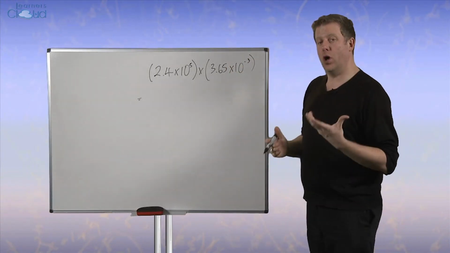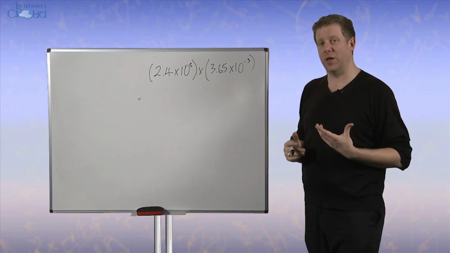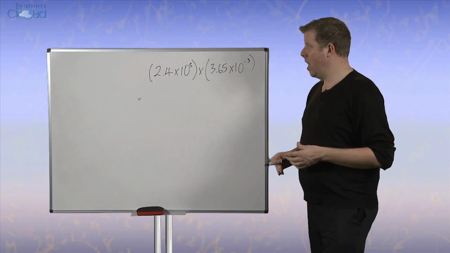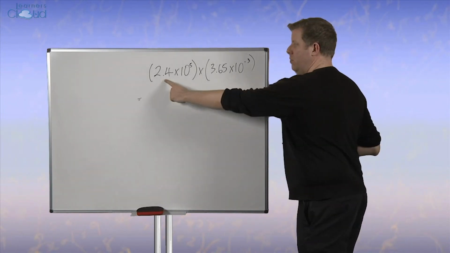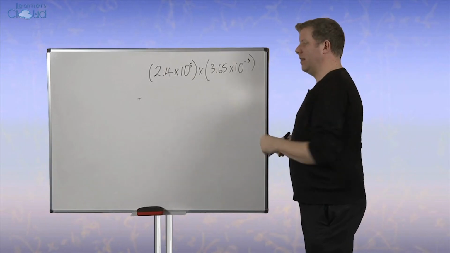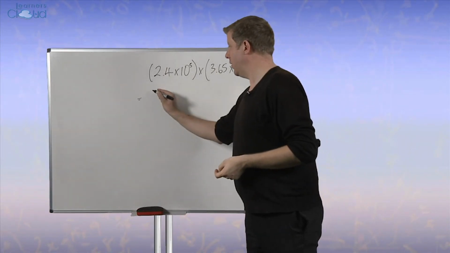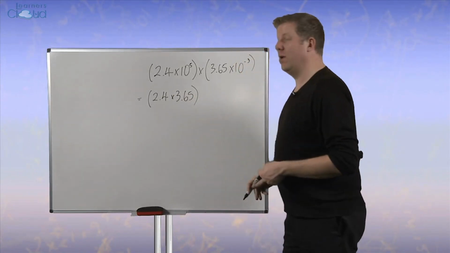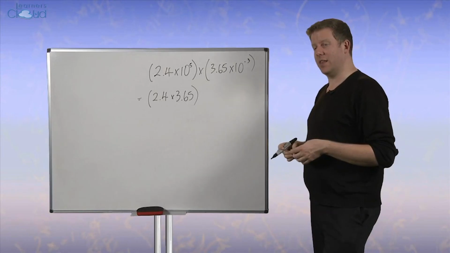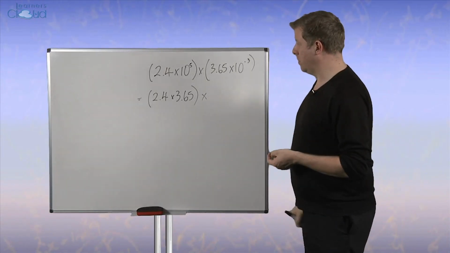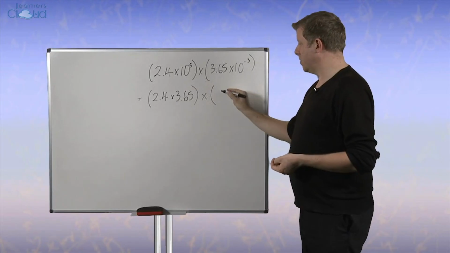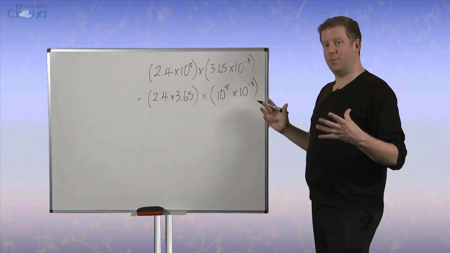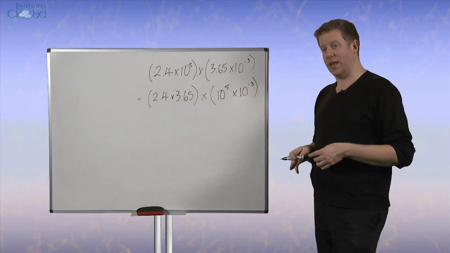Now this is where the work we've already done on index notation is going to help us, because we can use one of the laws of indices to help us calculate an answer to this. I'm going to take first of all my two numerical parts here, 2.4 and 3.65, and multiply those two together. If you like, I'm separating common parts of the sum together. That is then going to be multiplied, remember, by these parts, the tens. So I separate them and multiply them separately. And then I'll come together with an answer at the end.